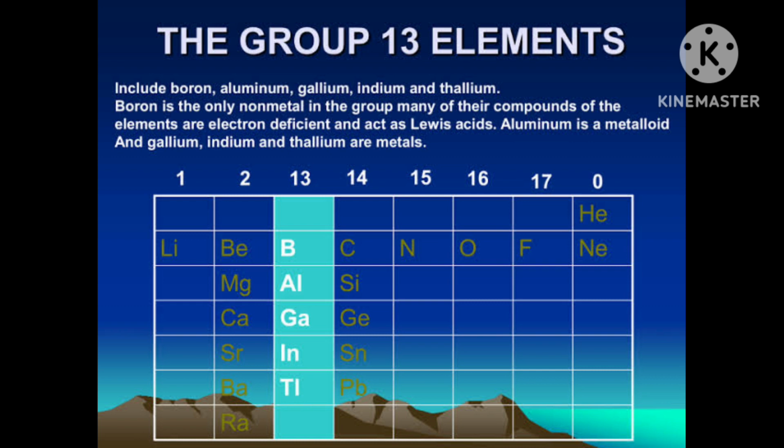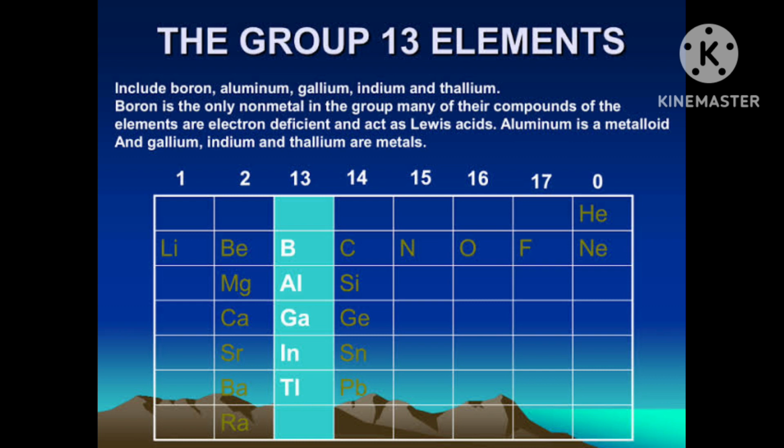The rest of the members are soft metals with low melting point and high electrical conductivity. Boron, as I told you, is hard and black in color. But the other elements, the rest of the members, are soft metals with low melting point and high electrical conductivity.